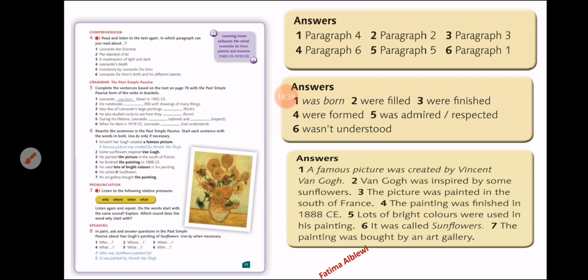Number 5. He used lots of bright colors in his painting. Now, lots of bright colors were used by him in his painting. Number 6. He called it sunflowers. It was called sunflowers. An art gallery bought the painting. The painting was bought by an art gallery.